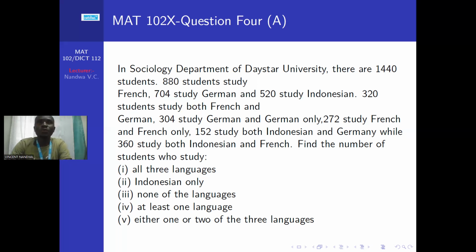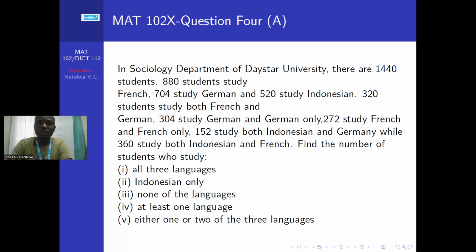So that means you are only in the set of German and can't be counted in any of the other sets, French or Indonesian. 272 study French only. 152 study Indonesian and German, while 360 study both Indonesian and French.